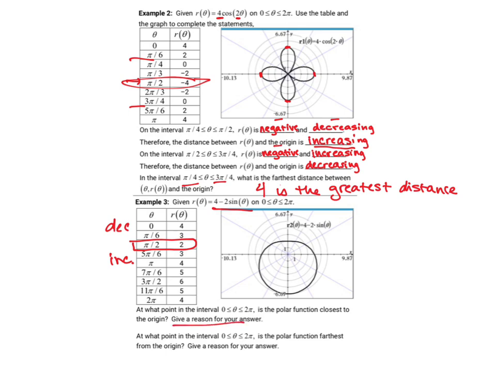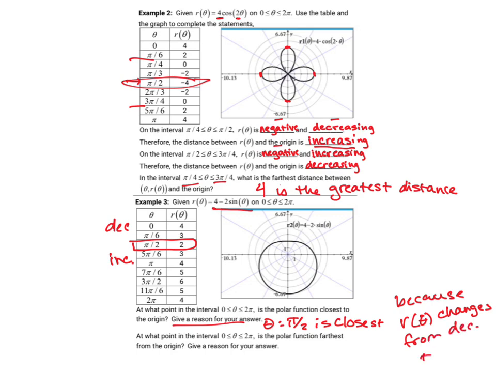And then give a reason for your answer. Theta equals pi over 2 is closest because r of theta changes from decreasing to increasing. Those turning points indicate extreme values.